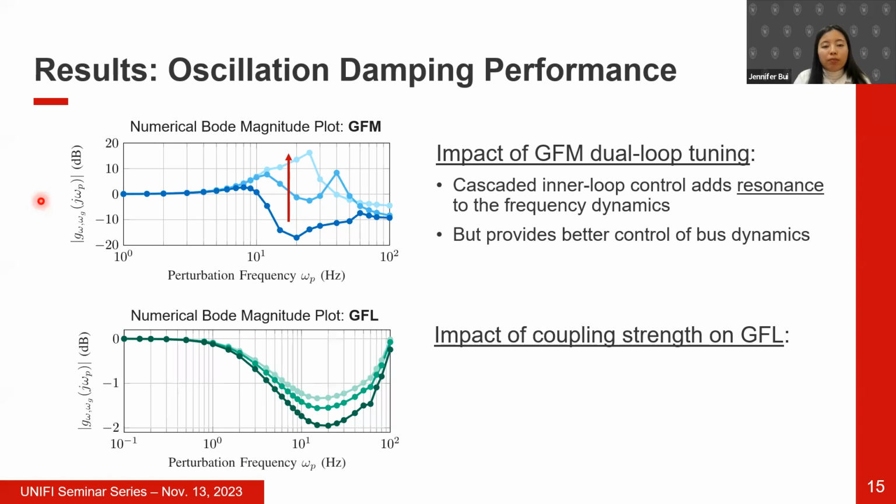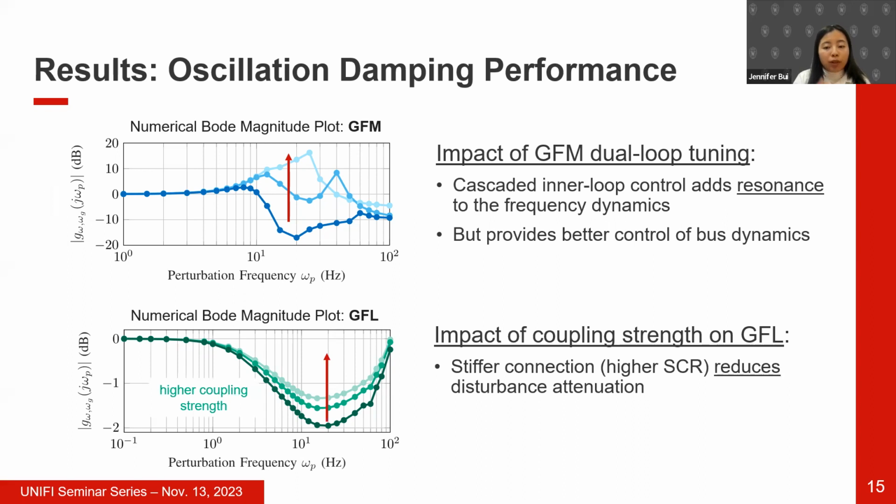So in the case of the grid following control, we found that coupling strength can play an important role in the performance. So a stiffer connection between the converter and another source can reduce the converter's disturbance attenuation, or ability to attenuate the incoming disturbances. However, this result can be interpreted as better synchronization between the converter and the second source. And so here, the performance specifications are all about understanding what to expect from a device and deciding whether that fits what you're looking for.